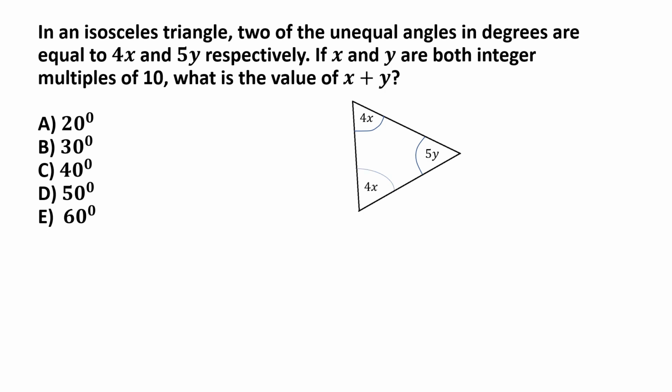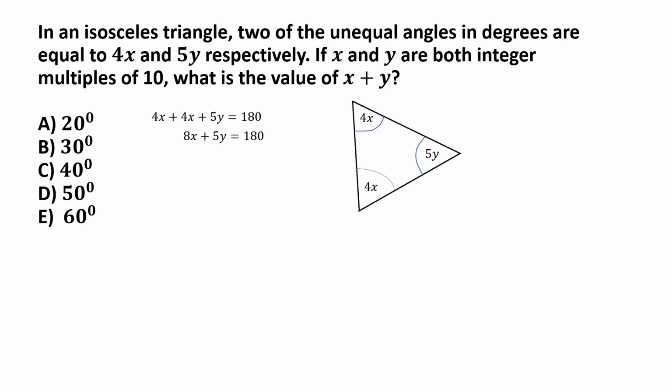So here we have an isosceles triangle. Two of the angles are equal, each being equal to 4x, and the third angle is 5y. Now these are still the angles of a triangle, so they should sum up to 180 degrees, and then we basically end up with this equation: 8x plus 5y equals 180.